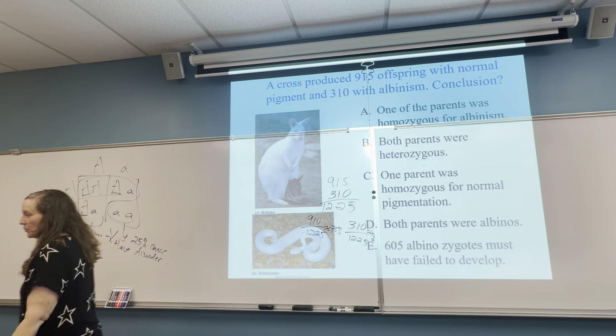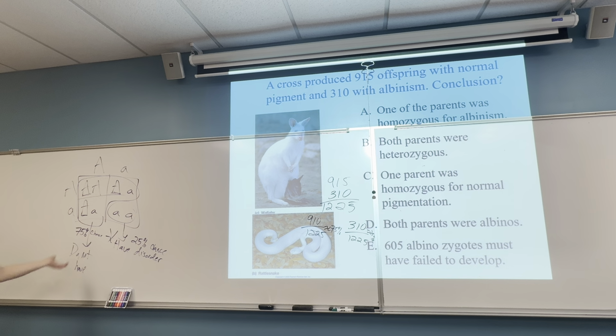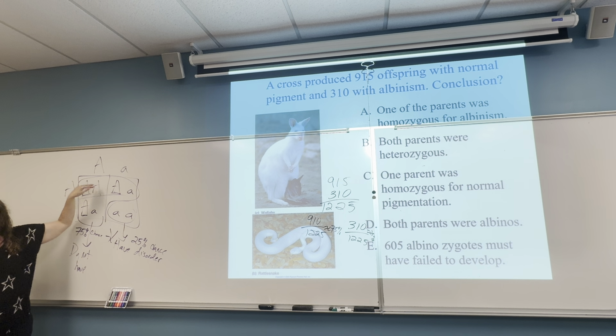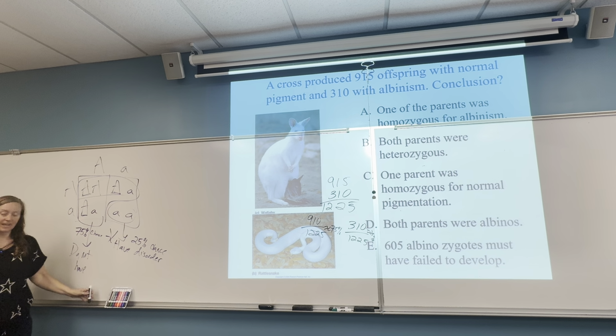We're looking at all of our squares that we just did, and we see that each individual, when you had two heterozygous parents, had a 75% chance of having normal melanin and a 25% chance of having albinism. Okay. Any questions?